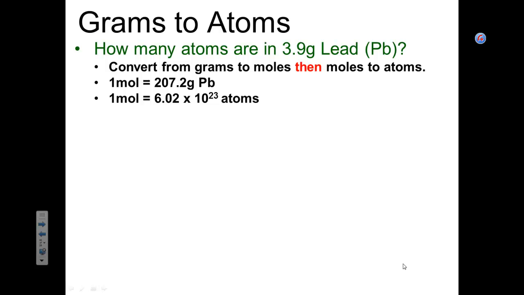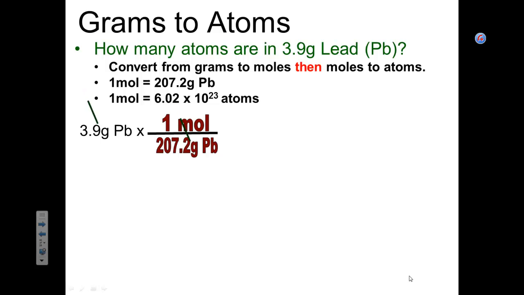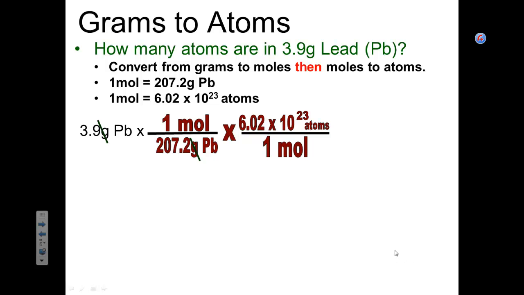And here we go. Write down what we're converting from. In this case, 3.9 grams of lead. And we want to get rid of grams. So we're going to put grams on bottom here. That allows us to factor out grams, and it gives us moles. And now we need to convert from moles to atoms. So we'll choose a second conversion factor that factors out moles and leaves us with atoms. And just like before when we did our previous problems, that's the atom to mole ratio.